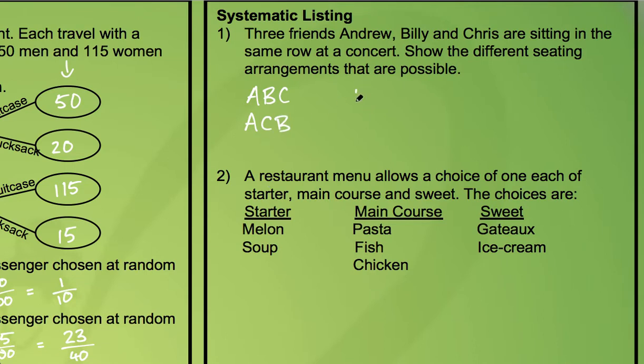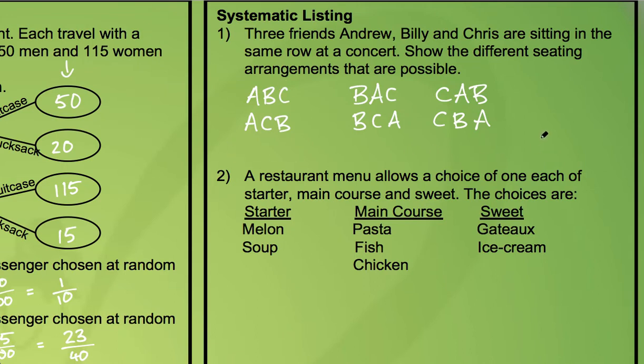Then if I put Billy at the front, he could be next to Andrew and then Chris, or Billy could be next to Chris and then Andrew. Or I have Chris at the front, next to Andrew and then Billy, Chris next to Billy, then Andrew. And at this point I have done all of the possible options because only one of the 3 can sit at the front each time, and for each of those sitting at the front, or first to the left, I've done all of the possible options.